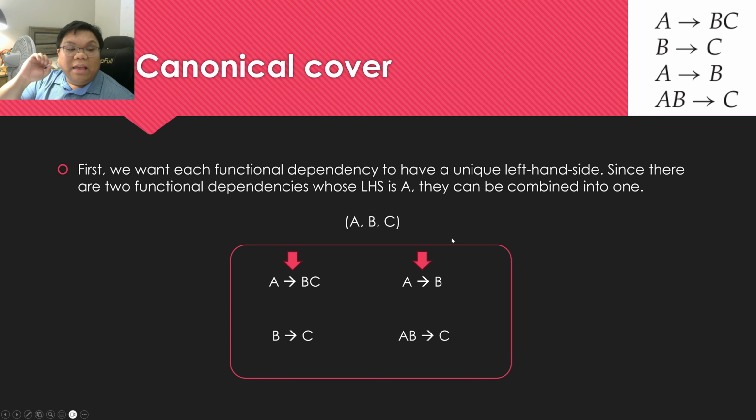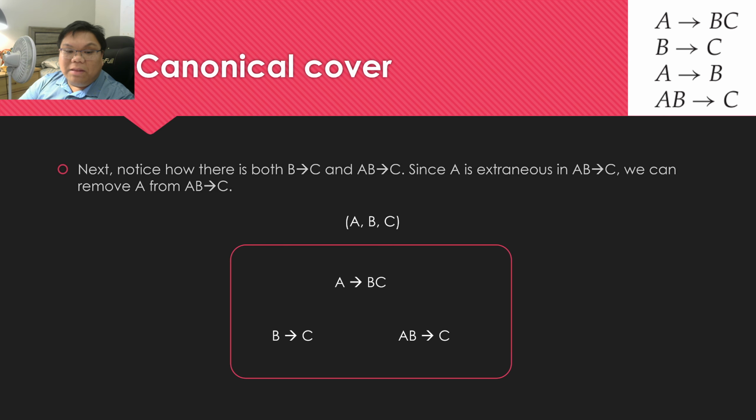The first step is to merge all functional dependencies whose left-hand sides are the same. This is basically the same as saying we want all of our functional dependencies to have a unique left-hand side. If there are two or more functional dependencies that have the same left-hand side, they get combined into one using the union rule. So you have A determines BC and A determines B. We can just combine them into one, and that is A determines BC.